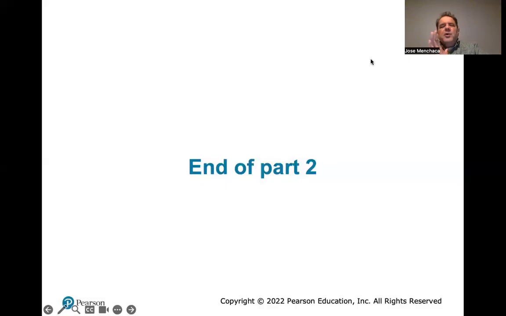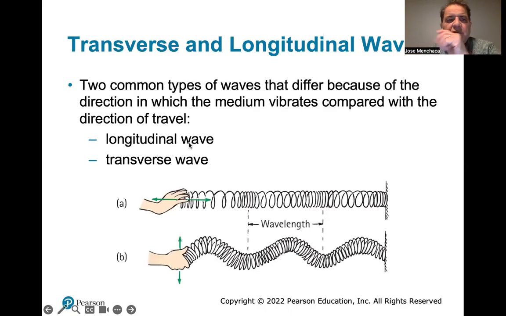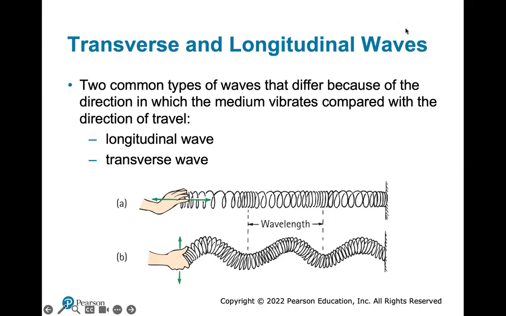Okay, we are on part 3 of chapter 19, and we're going to be discussing transverse and longitudinal waves. There are two common types of waves that differ because of the direction in which the medium vibrates compared with the direction of travel: a longitudinal wave and a transverse wave.